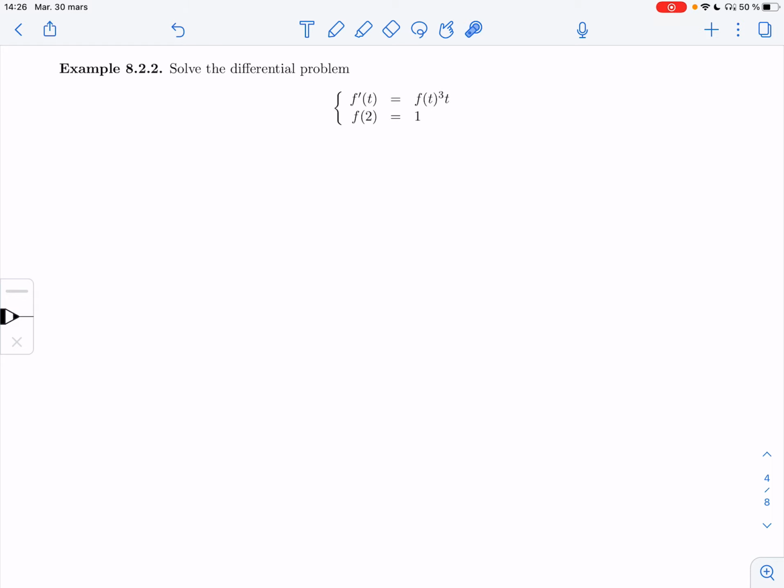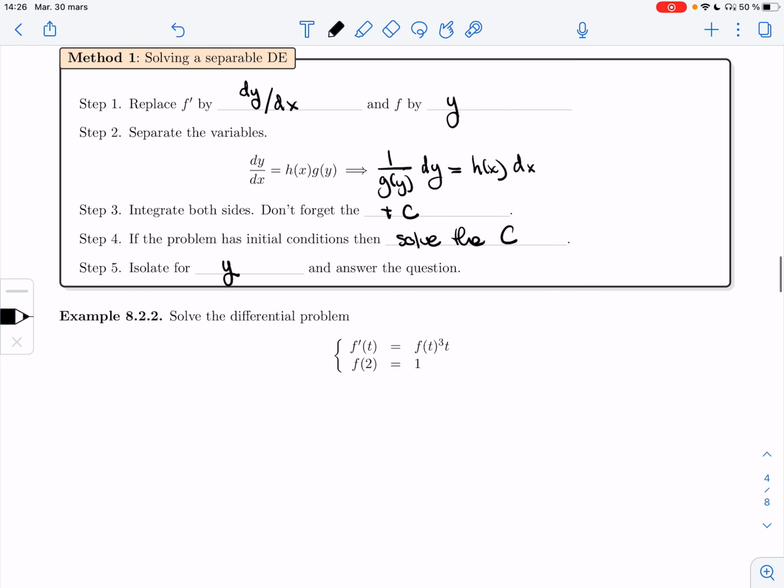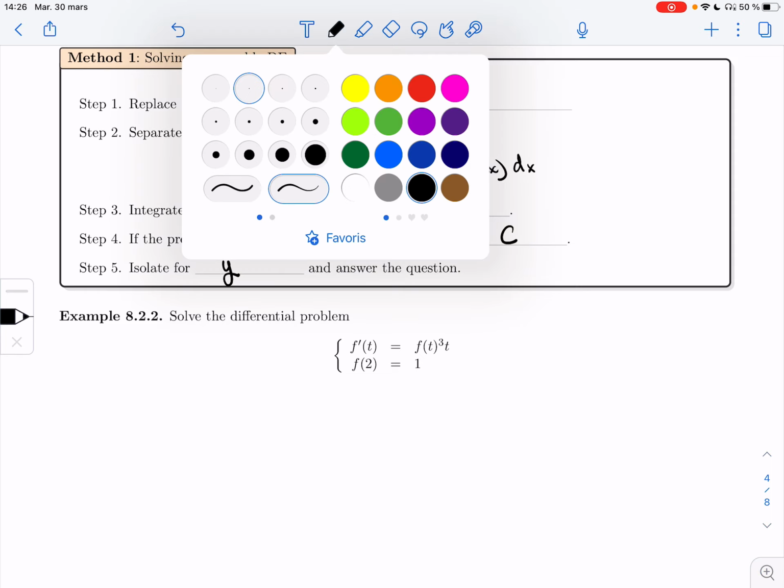All right, let's try example 8.2.2. I'm asked to solve the differential problem. I'm given a differential equation here and some initial conditions there. All right, so I'm looking for a particular solution because I'm given an initial condition. So we're going to follow these steps just with a slight difference, slight change.